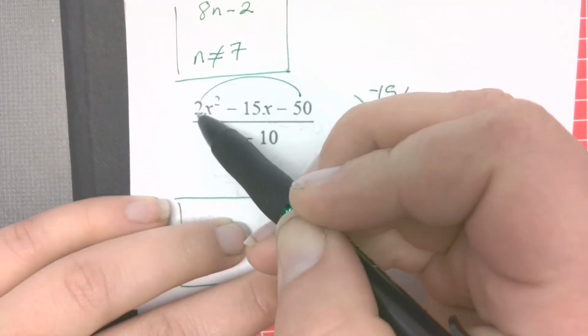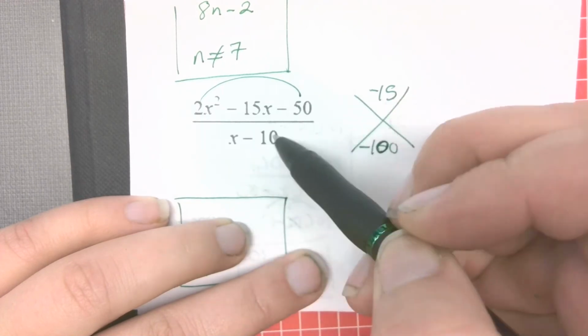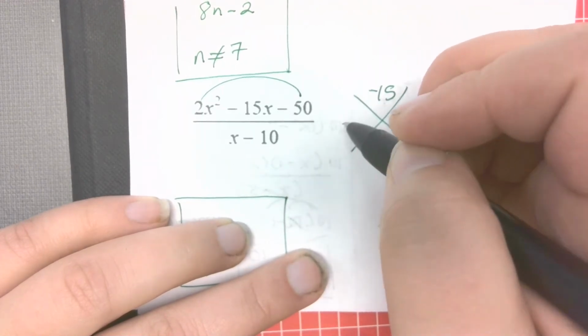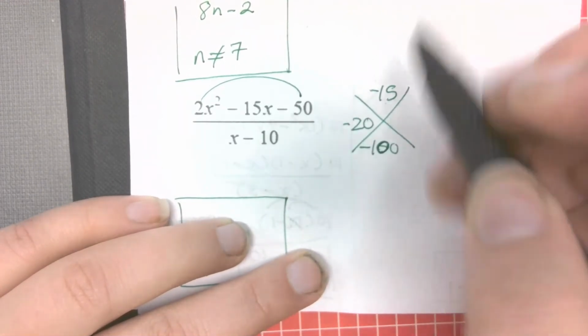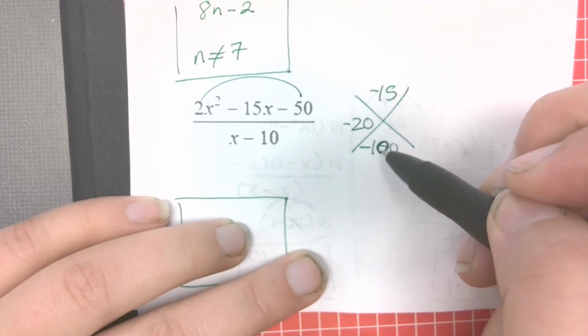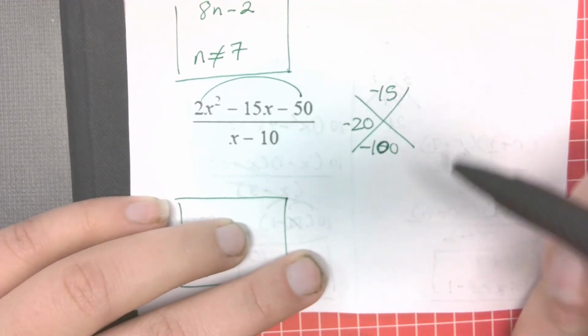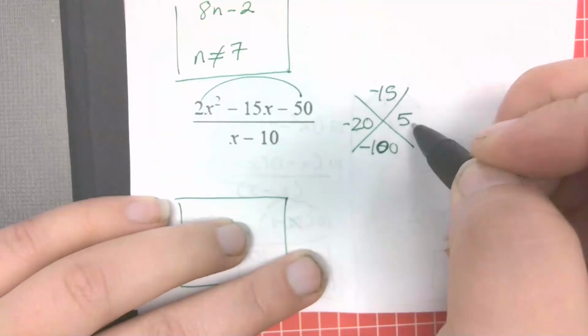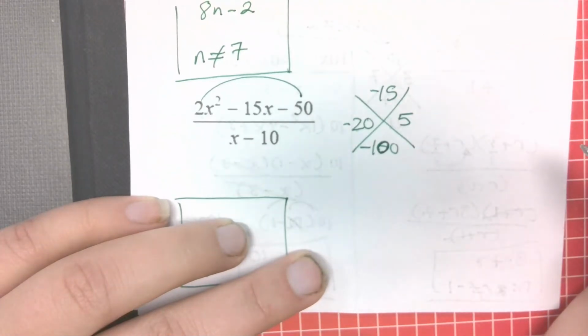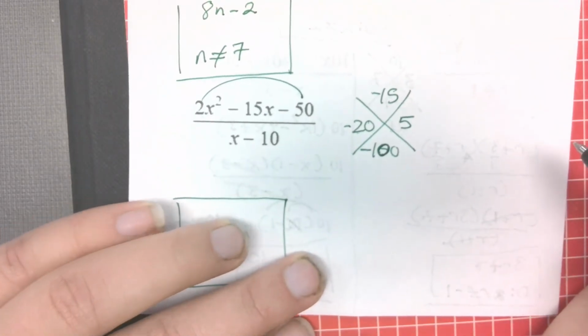Okay, so I just multiplied these two numbers. 2 times 10, -20. -20 times what is 100? 5. Are you okay that those also add to -15? Do you see how I kind of cheated there?